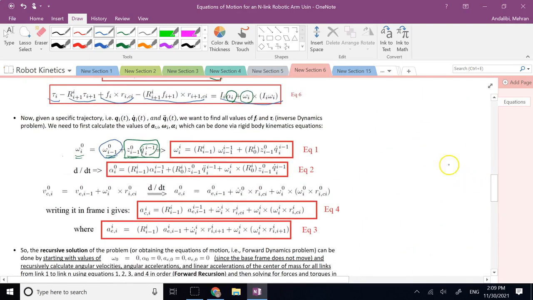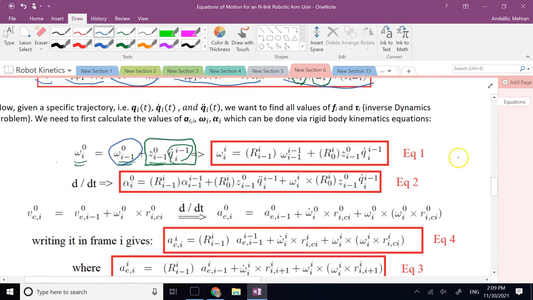So a better approach to this is, instead of writing all of these omega terms in the base frame, I can write all of them in the body attached frame i. You see here, everything is in the base frame. But instead of that, I can write everything in frame i.